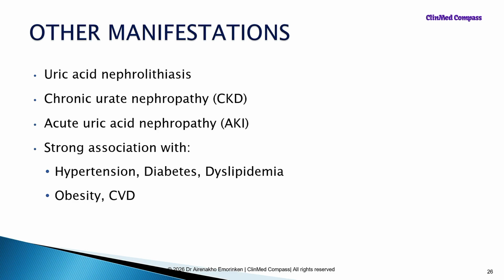Gout is not limited to the joints. It can cause uric acid kidney stones, chronic urate nephropathy leading to chronic kidney disease, and acute uric acid nephropathy, especially in settings like tumor lysis syndrome. Gout is also strongly associated with hypertension, diabetes mellitus, dyslipidemia, obesity, and cardiovascular disease. So, managing gout properly also means managing the patient's overall metabolic and cardiovascular risk.